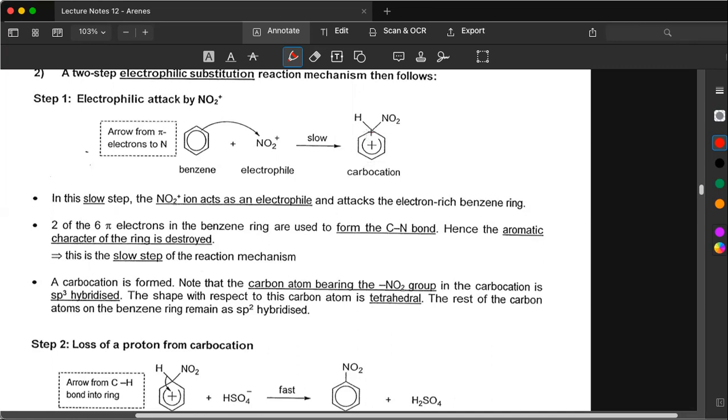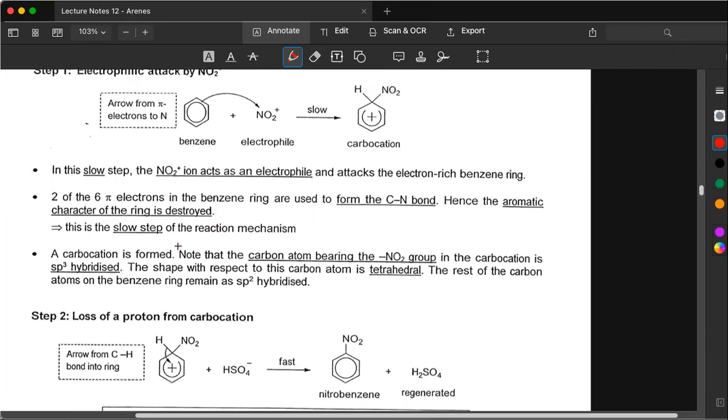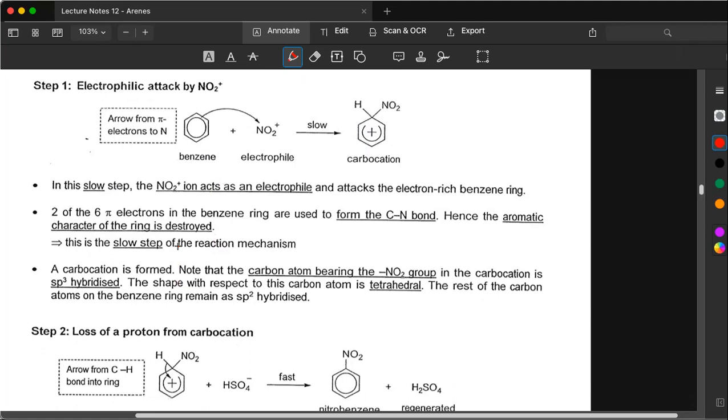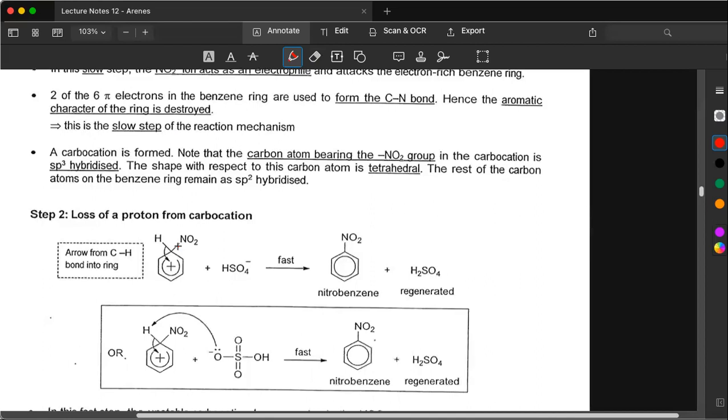Okay, you involve these 2. This is the slow step. The carbocation is formed. Okay, note that the carbon atom bearing the NO2 group in the carbocation is sp3 hybridized. The shape with respect to this carbon is tetrahedral. The rest of the atoms remain sp2 hybridized.